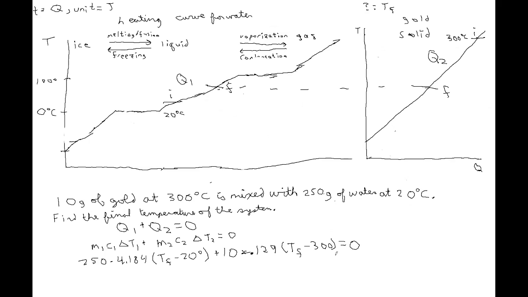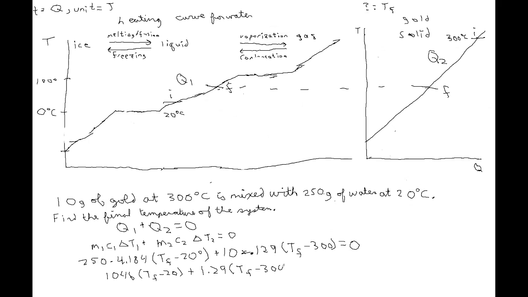So now what? What would be the next equation you would write down? So 0 is then equal to 2.50 times 4.184, which is 1046 times TF minus 20, plus 10 times 0.129. That is equal to 1.29 times TF minus 300.